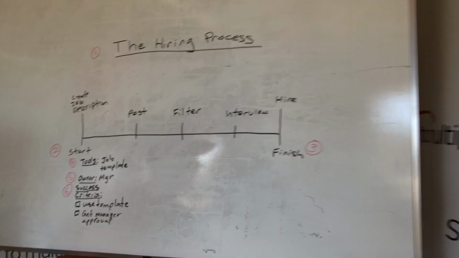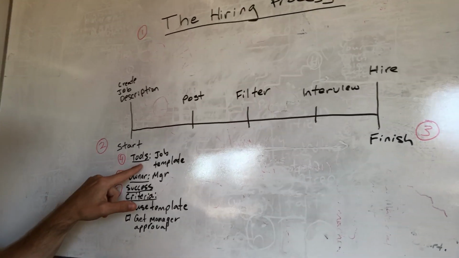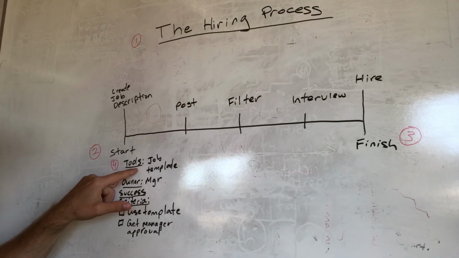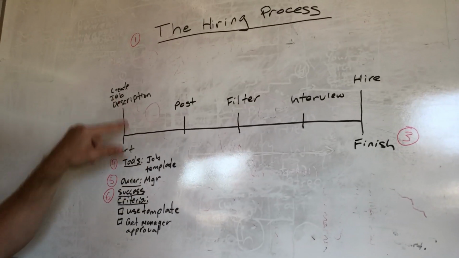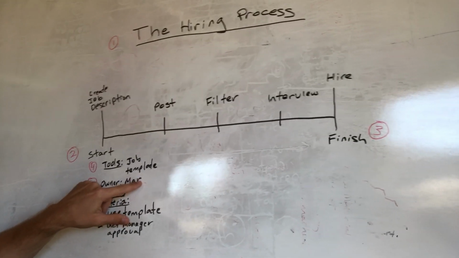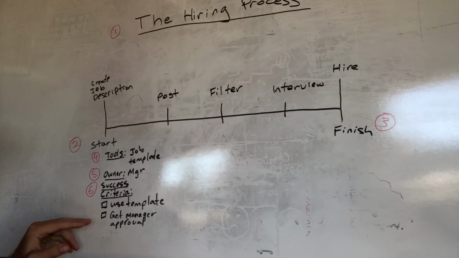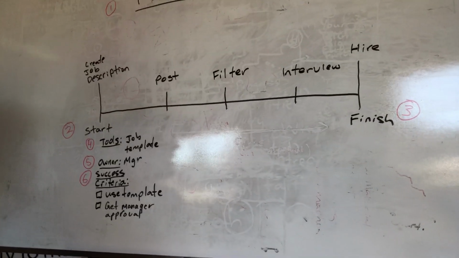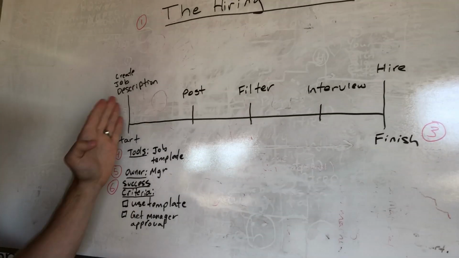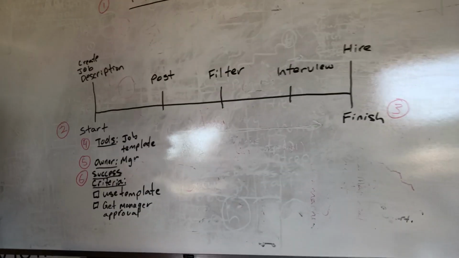How do we do that? You can see I've started this out for you. You want to identify what are the tools. This is your reference stuff. So for this, we need a job template, a job description template. Who owns it? Who's the person responsible for this isolated section? And then what is your success criteria? In other words, what needs to be true in order to move from here to here? So I put use the template and get manager approval.